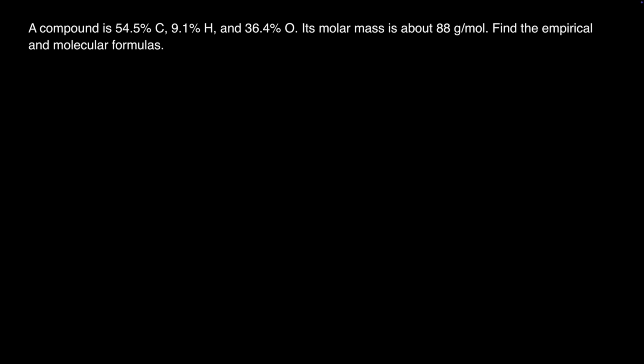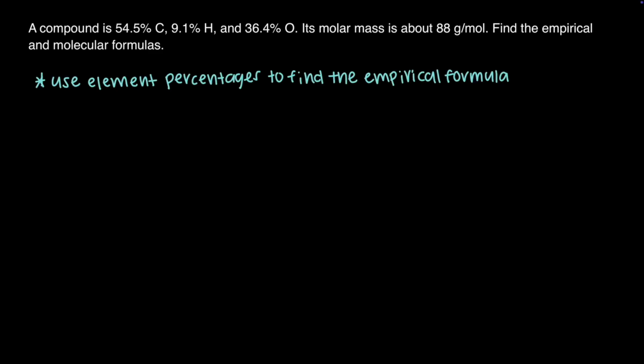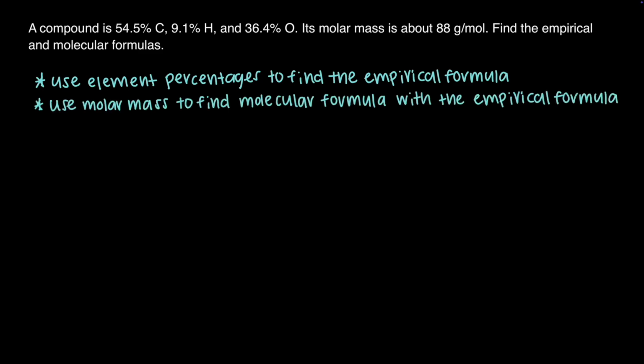Its molar mass is about 88 grams per mole. Find the empirical and molecular formulas. We are going to use the percentages given for each element to first find the empirical formula. Afterwards, we can use the molar mass given to find the molecular formula.